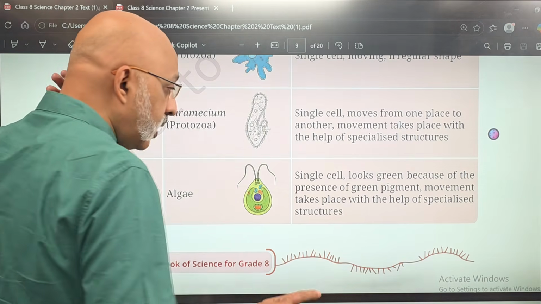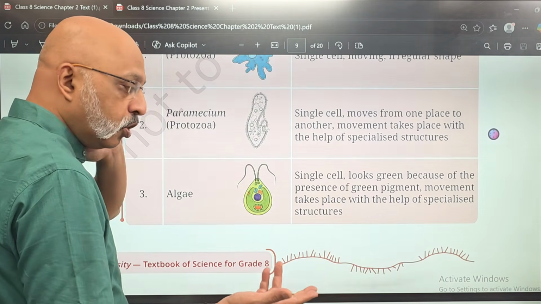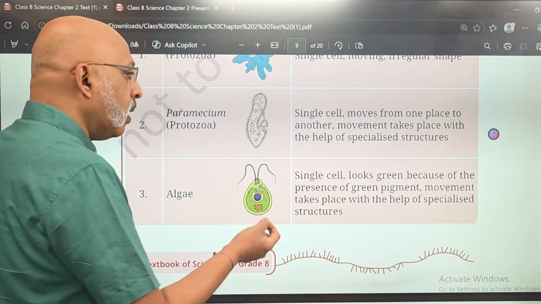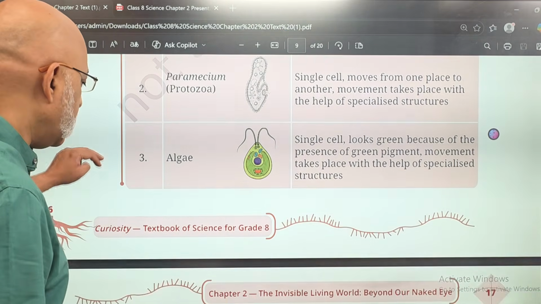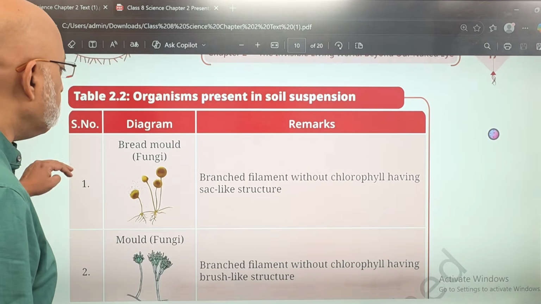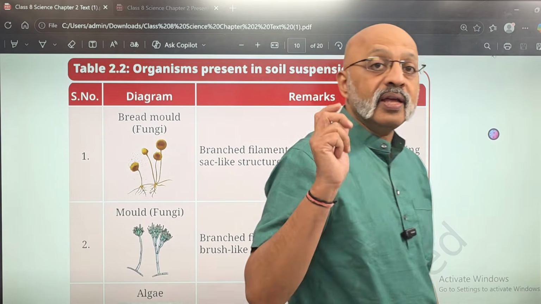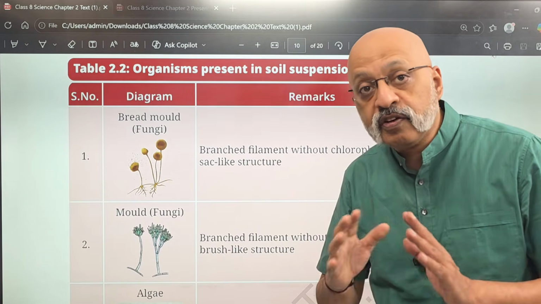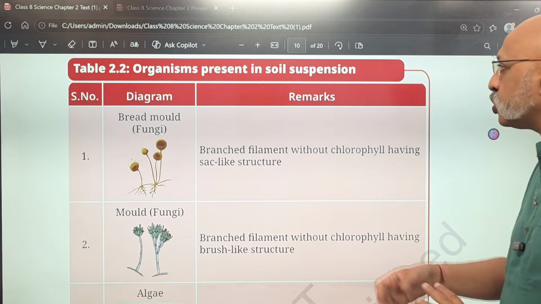It can be both. It's predominantly unicellular, but as I said, multicellular also. It looks green because it has a pigment, chlorophyll. Movement takes place with the help of specialized structures as well. Then the fourth one is the bread mold, which is found in the soil suspension. Now the first three are found in the first activity 2.4. In 2.5, you find different microorganisms or microbes which are in the soil suspension.